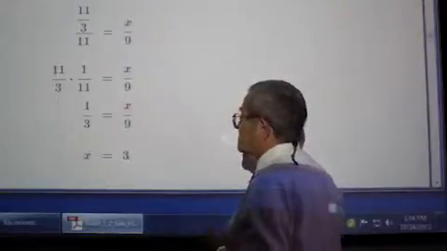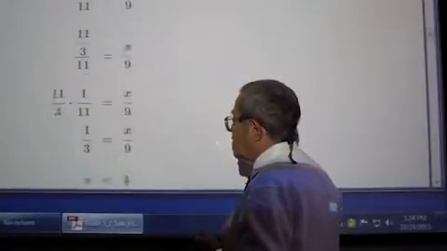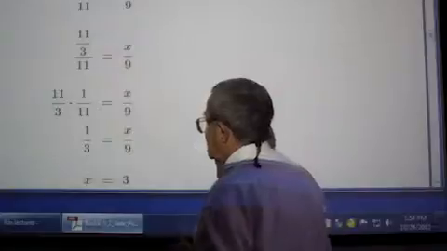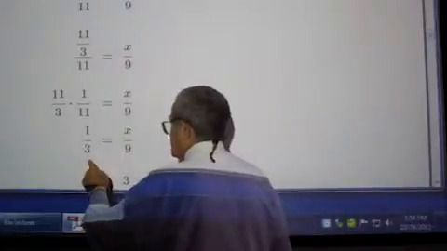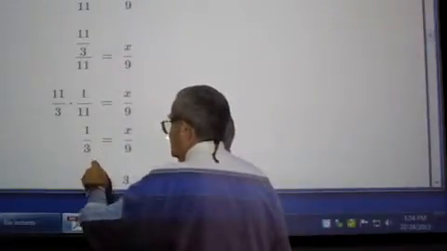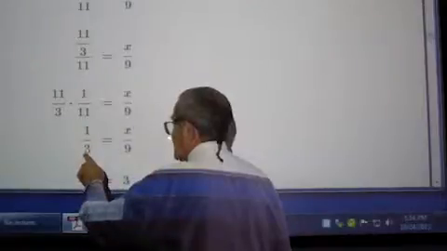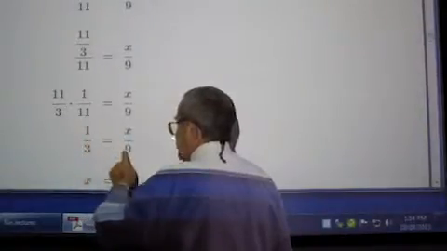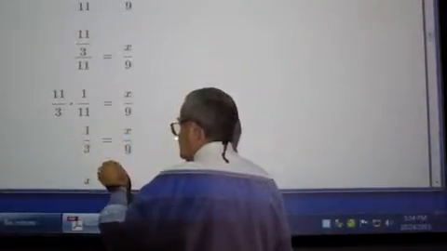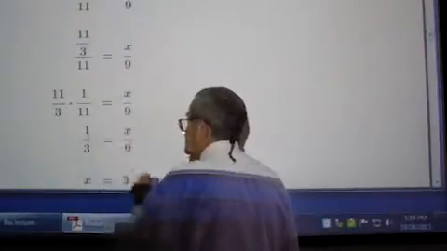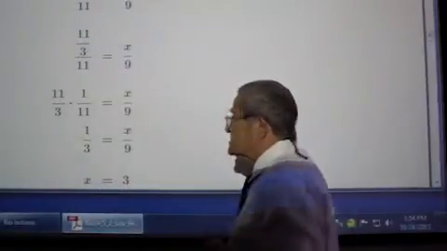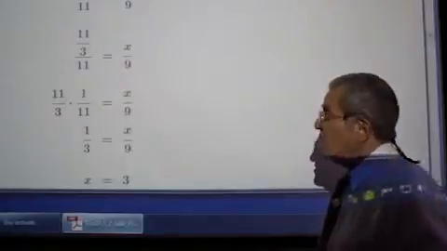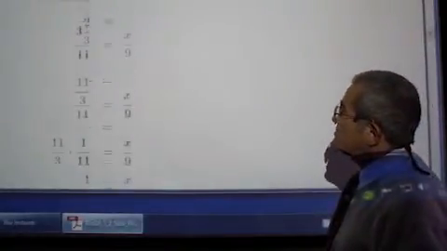There we go. Could you also have said that in order to get the same denominator 9, you multiply by 3 over 3, so that gives you 3 over 9. 3 over 9 equals x over 9. The fractions are equal. The denominators are equal. The numerators must be equal. X is equal to 3. Okay, I'll bring it down and let you look at this again.